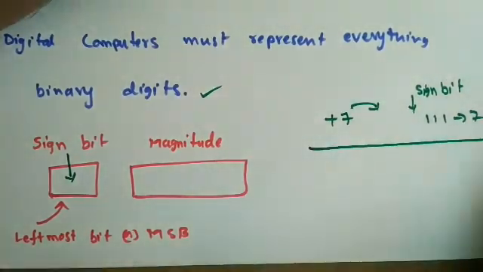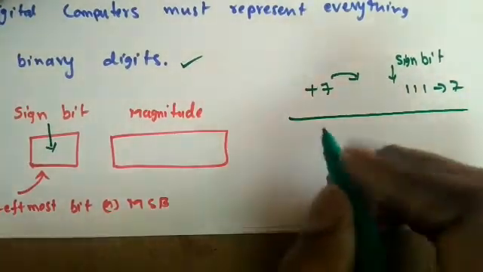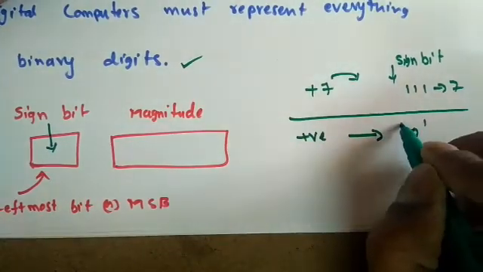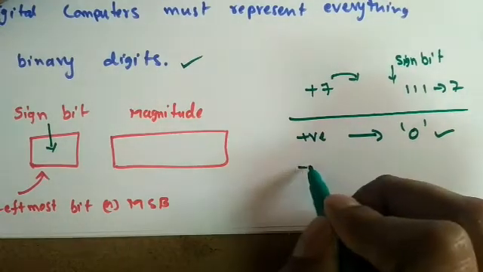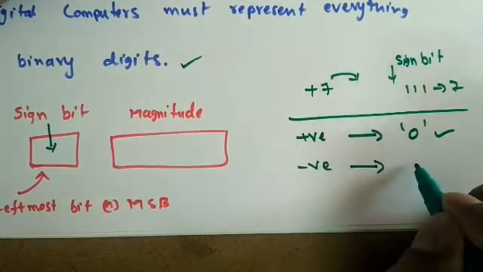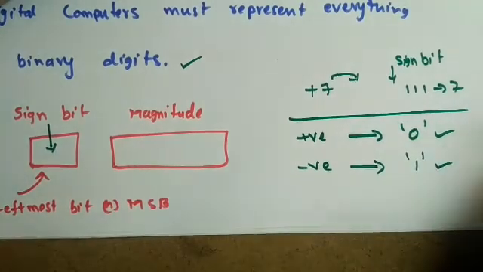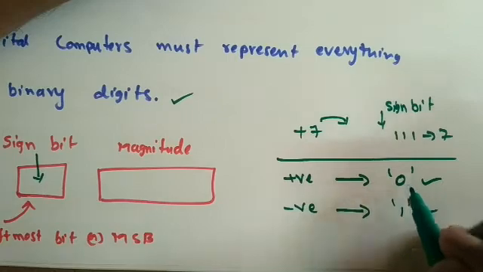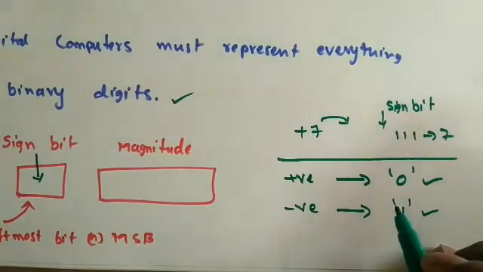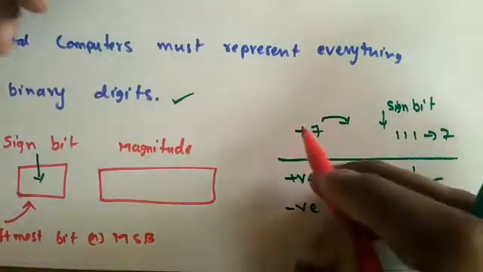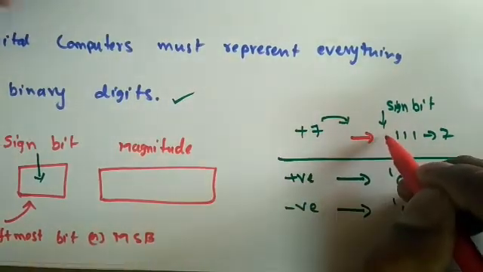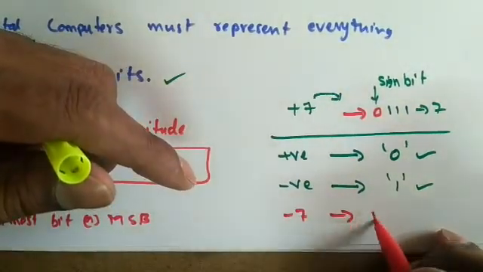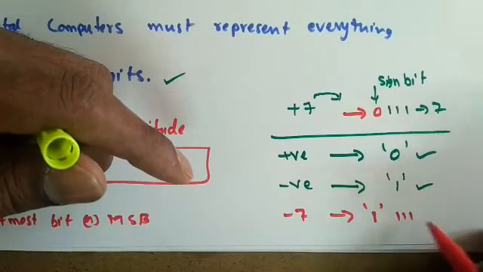Now how to represent positive and negative? In digital systems, for a positive number the leftmost bit should be 0. If it is a negative number, the leftmost bit should be 1. This is a convention we need to follow, right? So for plus 7 the leftmost bit should be 0. If it is minus 7, the leftmost would be 1 and the remaining all ones.